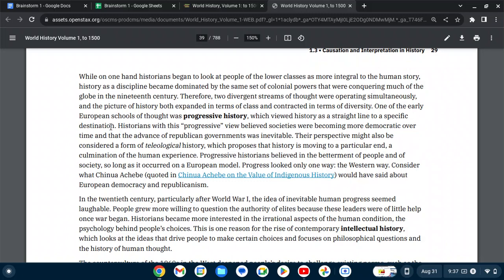Progressive historians believed in the betterment of people and the society, so long as it occurred on a European model. Progress looked only one way, the Western way. Consider what Chinua Achebe would have said about European democracy and republicanism.